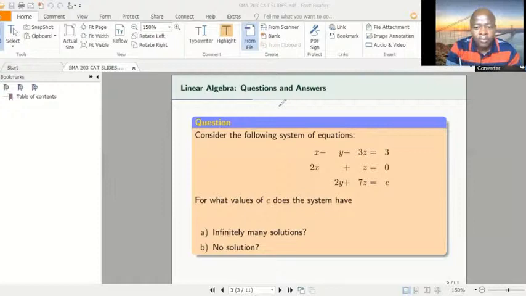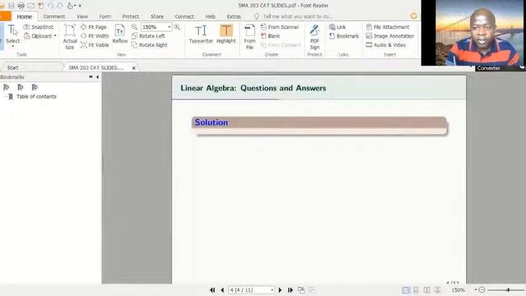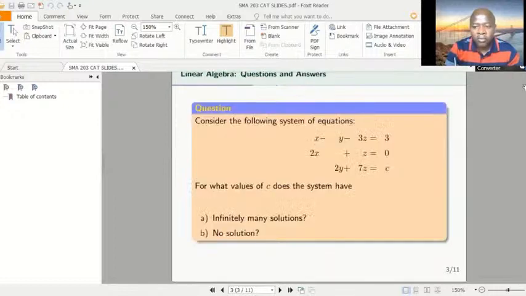And this is a very good question for us. I uploaded a lesson on YouTube on how to determine if a system has infinitely many solutions, no solution, or a unique solution. So you may also find time to look for that video and get more knowledge on how to answer this type of question. But let me answer this question.